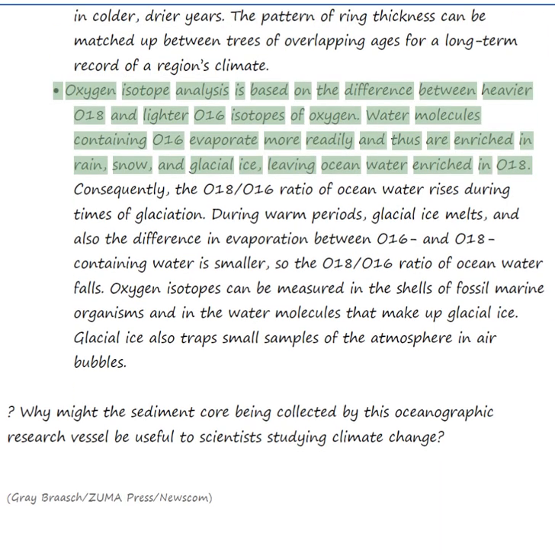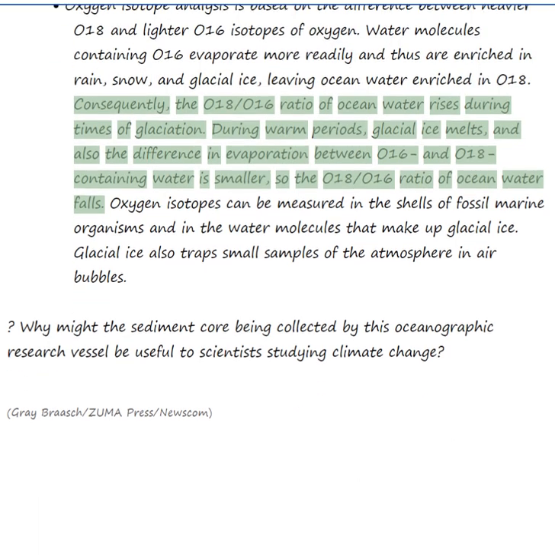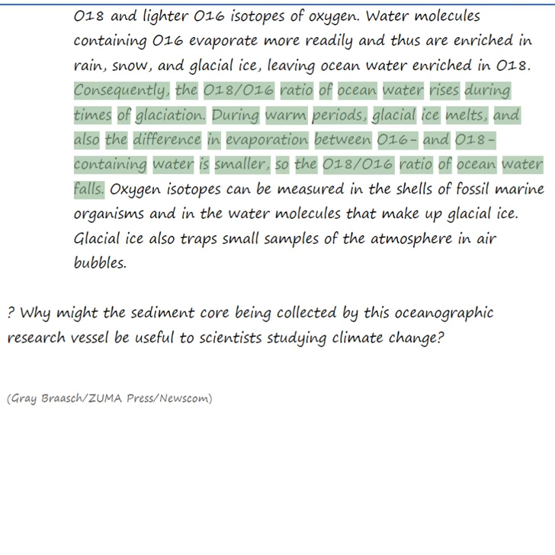Oxygen isotope analysis is based on the difference between heavier O18 and lighter O16 isotopes of oxygen. Water molecules containing O16 evaporate more readily and thus are enriched in rain, snow, and glacial ice, leaving ocean water enriched in O18. Consequently, the O18-O16 ratio of ocean water rises during times of glaciation. During warm periods, glacial ice melts, and also the difference in evaporation between O16 and O18 containing water is smaller, so the O18-O16 ratio of ocean water falls.